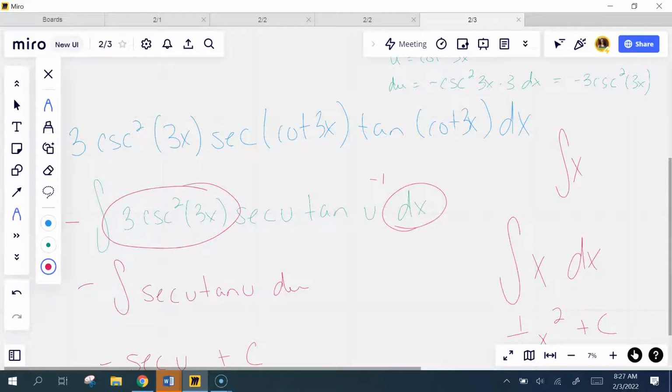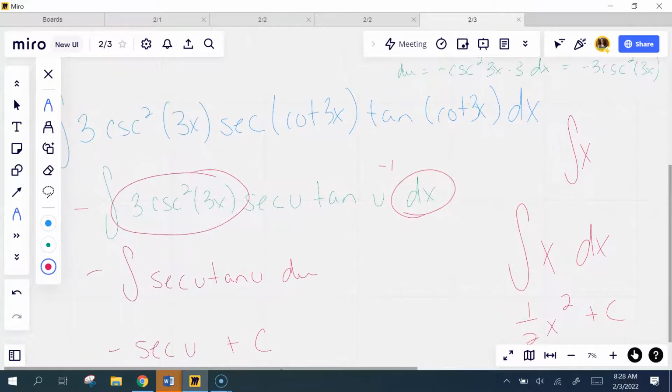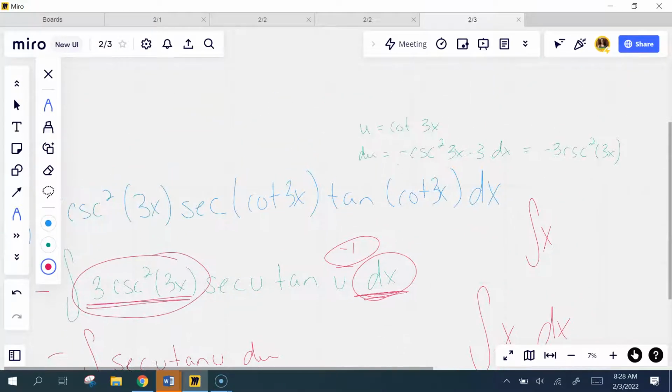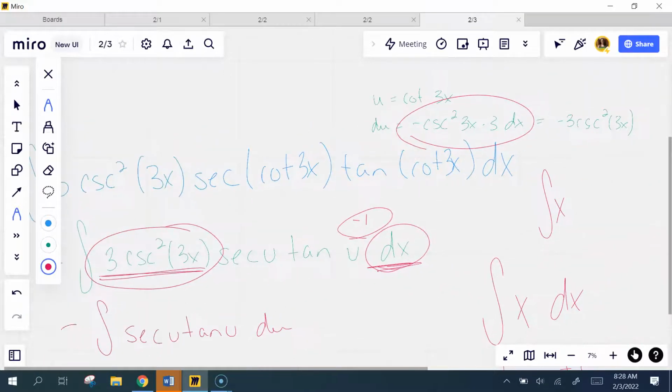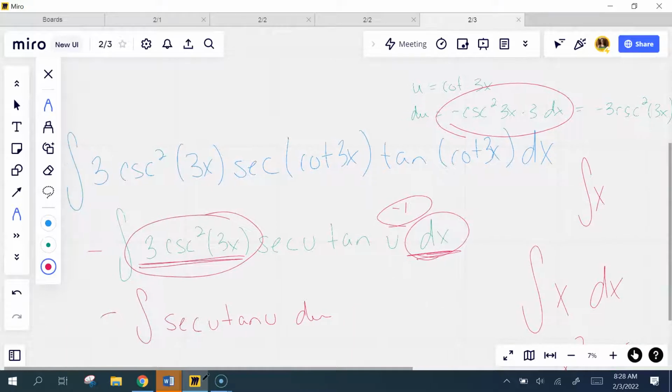Does that make sense? So you've got to have everything that's in your du in that integral before you can evaluate it. And then you just sub it out. So this and this, we didn't have the -1, but we put it in there. All together makes up that du. Well, because the 3 inside was positive, but on the du it was negative. Does that make sense?